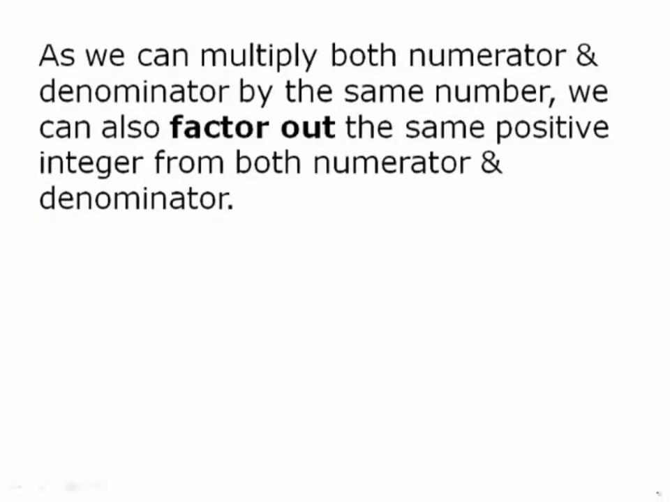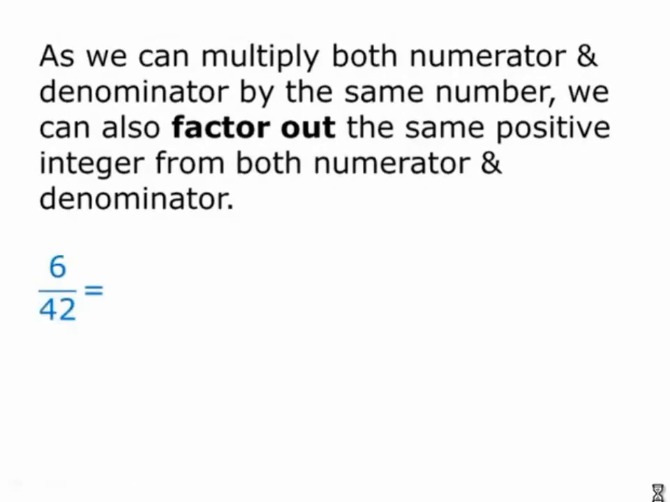As we can multiply both numerator and denominator by the same factor, we can also factor out the same positive integer from both the numerator and the denominator. So for example, suppose we have 6 over 42. Well, we could express both of those as products. 6 times 1 over 6 times 7, and then we can factor out those 6 and cancel them, and get down to 1/7.